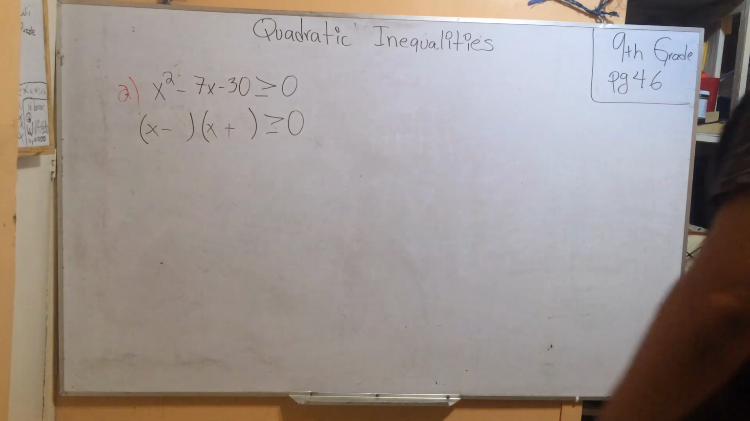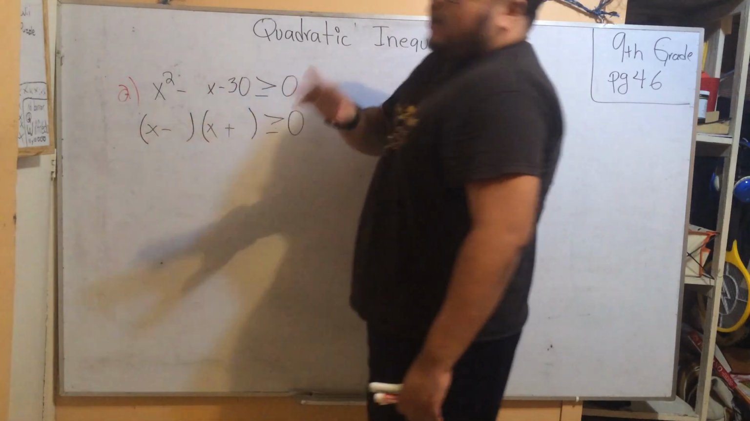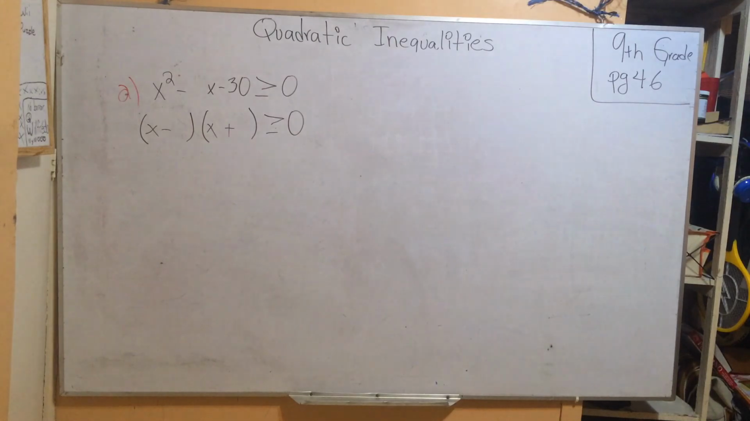Oh, sorry. This one is -1. Sorry, I copied it wrong. I was looking at the wrong exercise. Okay? So, x squared minus x minus 30 is greater or less than 0. Sorry, I copied the wrong exercise.